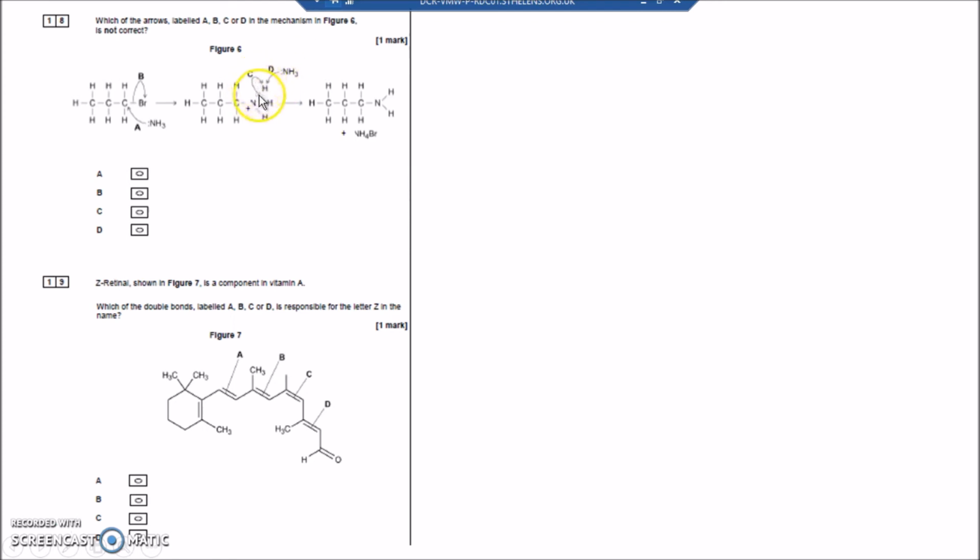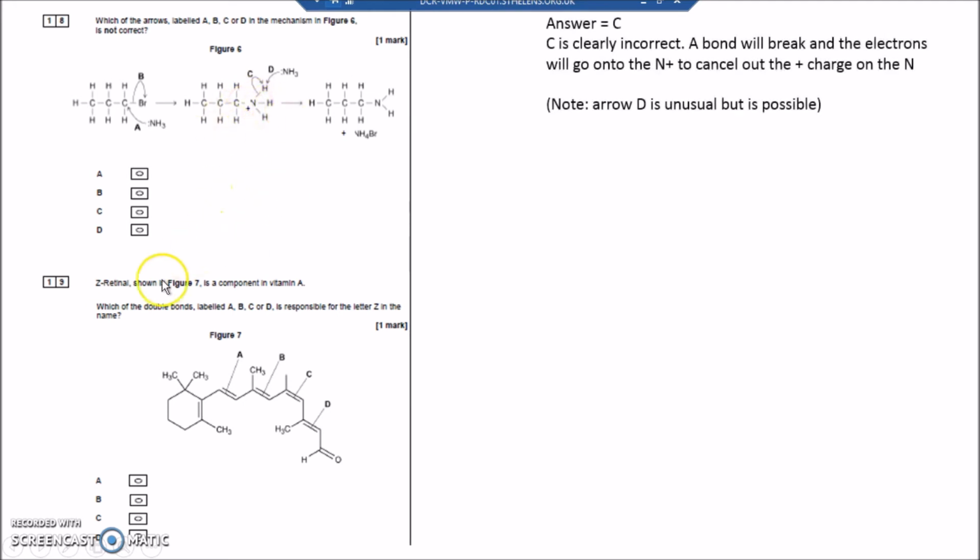I think there's something wrong with C here. It's coming from a bond, which is perfectly acceptable, but surely if that bond were going to break, if you've got an N with a plus on it here, then the electrons would go the other way and go onto the N rather than onto the H, to remove the N plus and get rid of the plus by the electrons moving onto the plus. So that arrow, C, is going the wrong way. It would break and they would move onto the plus to eliminate that N plus, which is unstable. So your answer is arrow C.